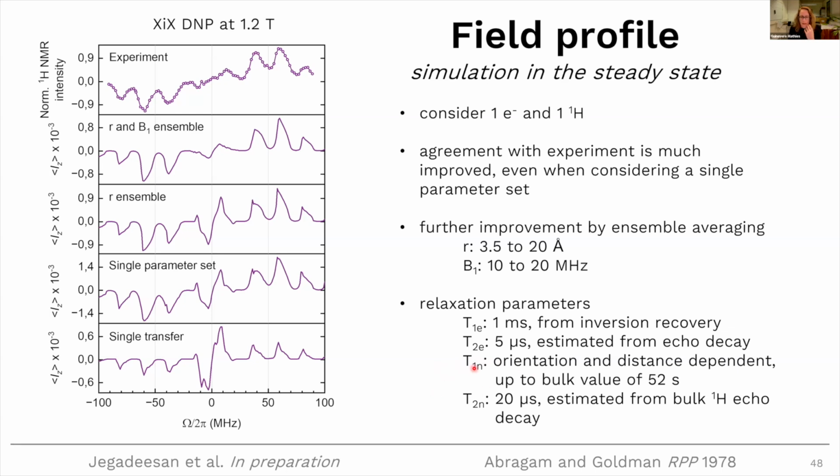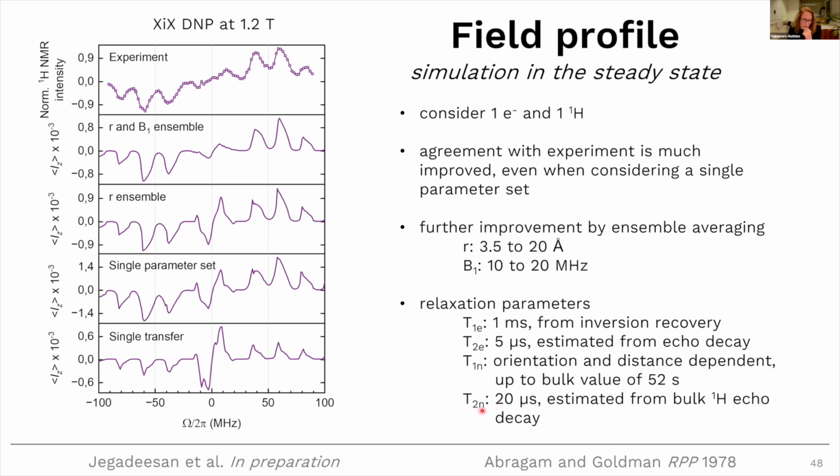and we found an expression for T1 where we make it orientation and distance dependent, leading up to the bulk value, which we can again measure, of 52 seconds. So essentially, due to the dipole-dipole interaction between the electron and the proton spins, as they get closer, the T1 will become shorter. And of course, this is then also orientation dependent. So we included that into our model.